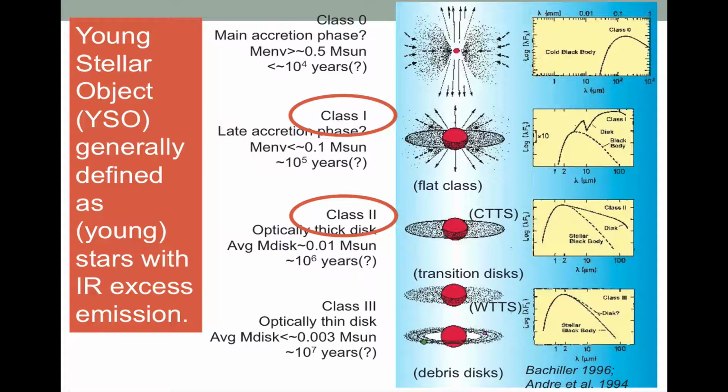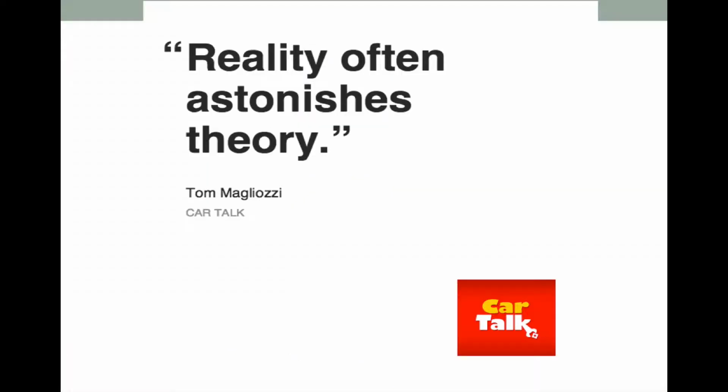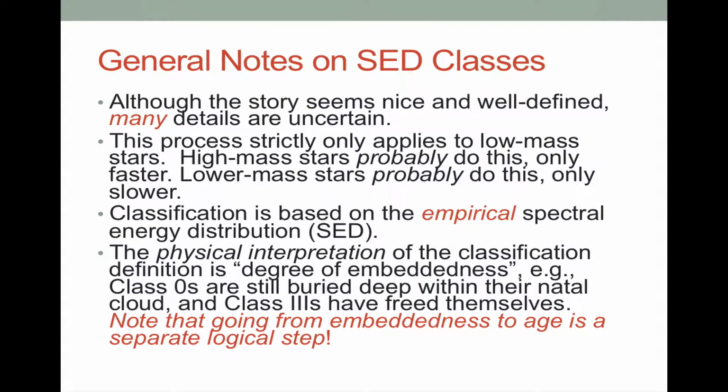And in NGC 1333, there were some class 0s that we could investigate as well, but I don't believe there's going to be any in CepC. There'll probably mostly be class 1s and 2s with some class 3s. As the late, great Tal Maliazzi was quoted as saying, reality often astonishes theory, and that happens a lot in astrophysics. So specifically in the context of SED classes.